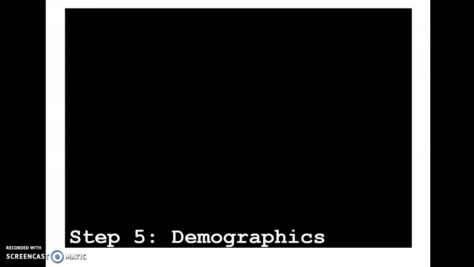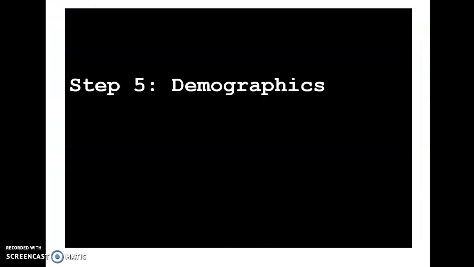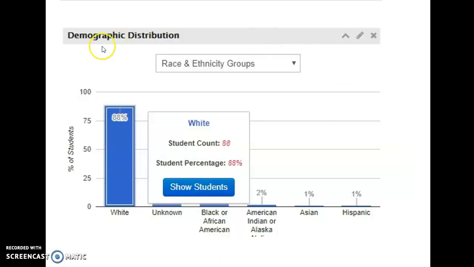Now that you have your demographic distribution, step 5 is looking at your demographics. Once you look at your demographic distribution, the first one might be race and ethnicity groups. You will get a graph like this. If you click on one of the bars of the graph, you will be able to show students, and that will give you the names of every student within that demographic.